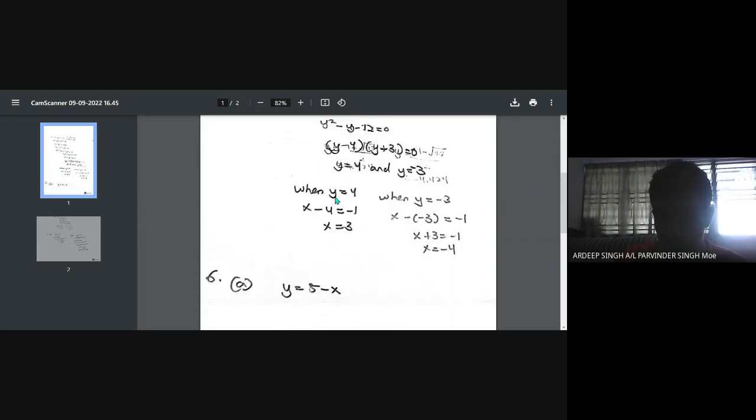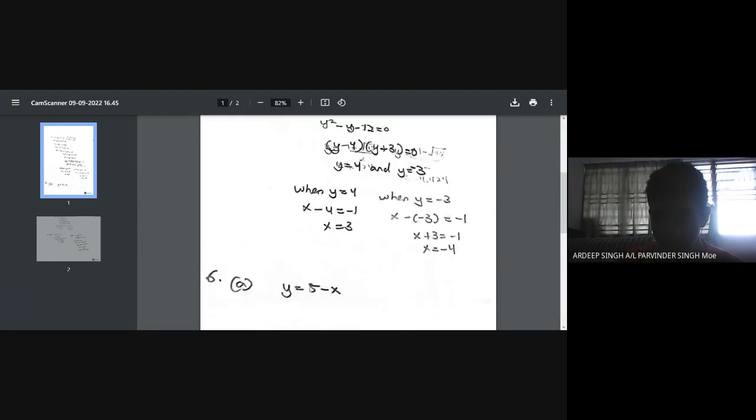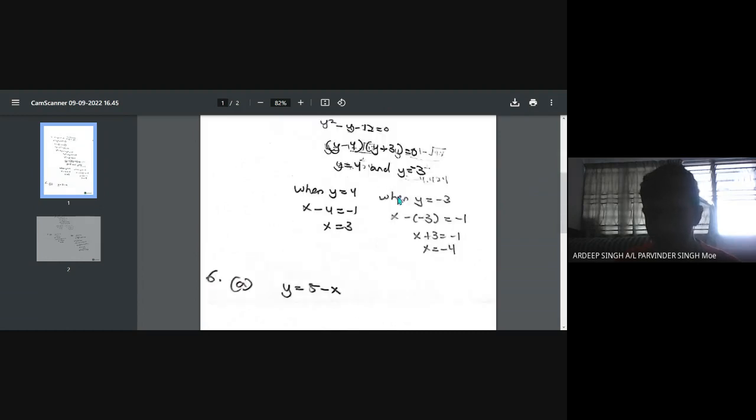After that, when y is equal to 4, you put x minus 4 equals minus 1. You substitute in your first equation, you get x is equal to 3. When y is equal to minus 3, you substitute in the first equation, you get x is equal to minus 4. So that's simple. But there are steps of getting the answer and the marks.